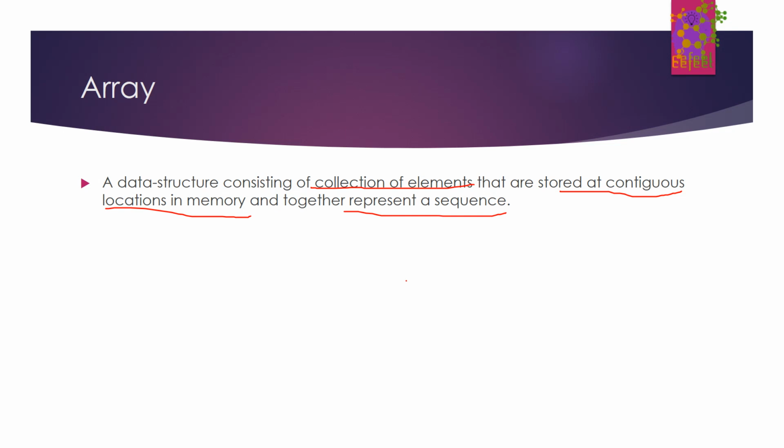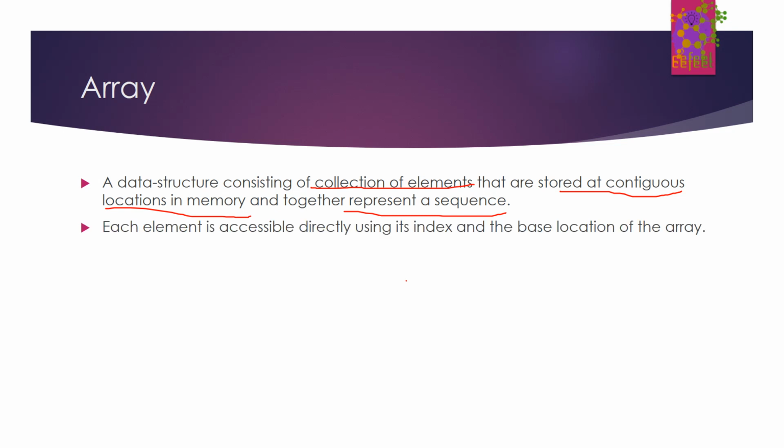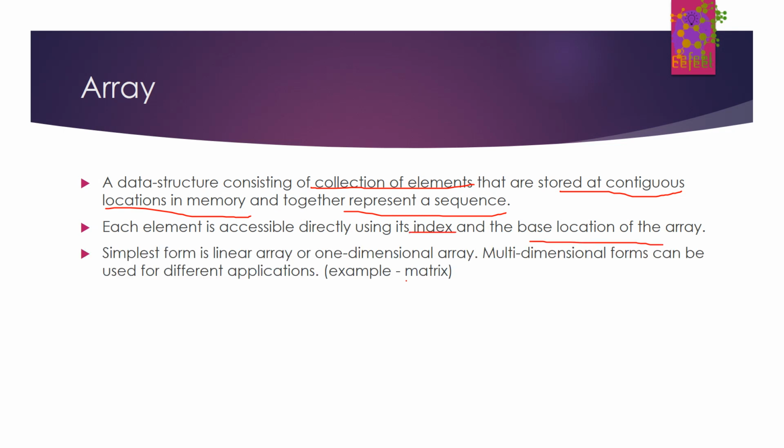If you have come across any of the primitive data structures, such as an integer or a character, they usually occupy one space in memory, not necessarily one byte, but one space. When we arrange those primitive data structures one after the other and form a collection, we call it an array. Each element of the array is directly accessible using an index and the base location of the array. We'll see later how this is possible.